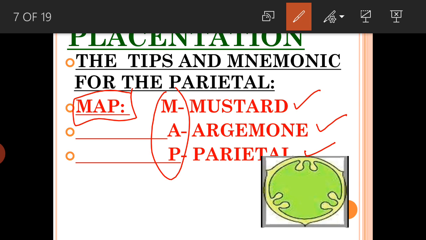Sometimes the question will be asked by giving the diagram, and they will ask which placentation it belongs to. In that case, you can see that the ovules are arranged on the peripheral part, so it belongs to the peripheral placentation.